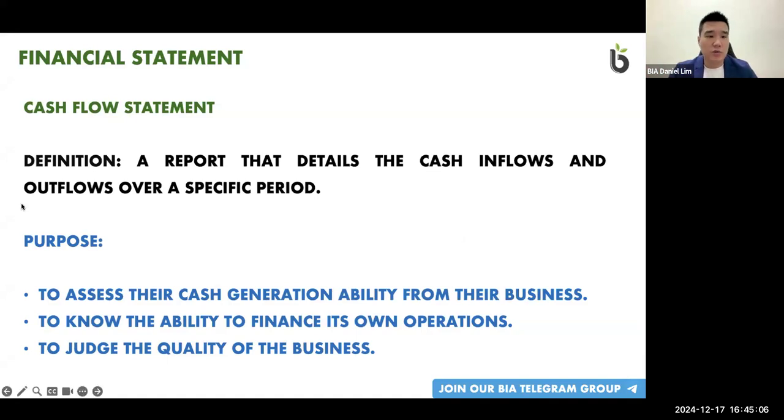So this report records the ins and outs of your cash in a specific period for the company. Like I said, the purpose of the cash flow statement is to assess your cash generation ability from your business. This is the most important. We want to know whether your business is generating cash or not. Then it's also to know your ability to finance your own operation, meaning you have enough money to reinvest, or even to sustain your own business. And of course, to judge the quality of your business.